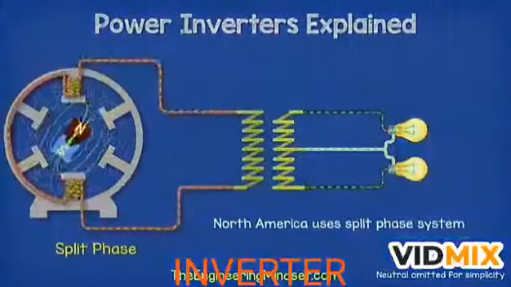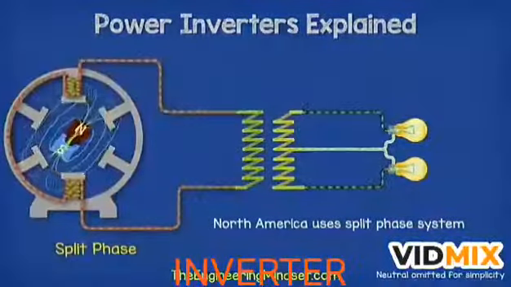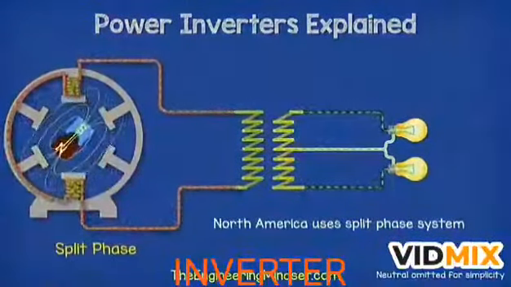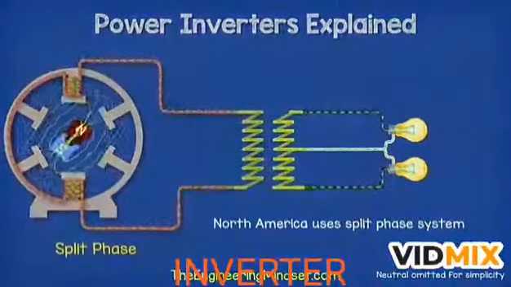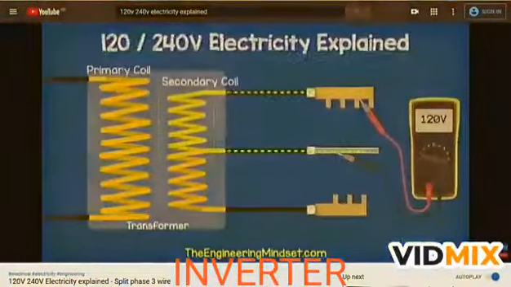Homes in North America use split-phase electricity, where a center tap transformer splits a single phase into two, which provides two hot wires and a neutral. We've covered how split-phase electricity works in detail in our previous video.